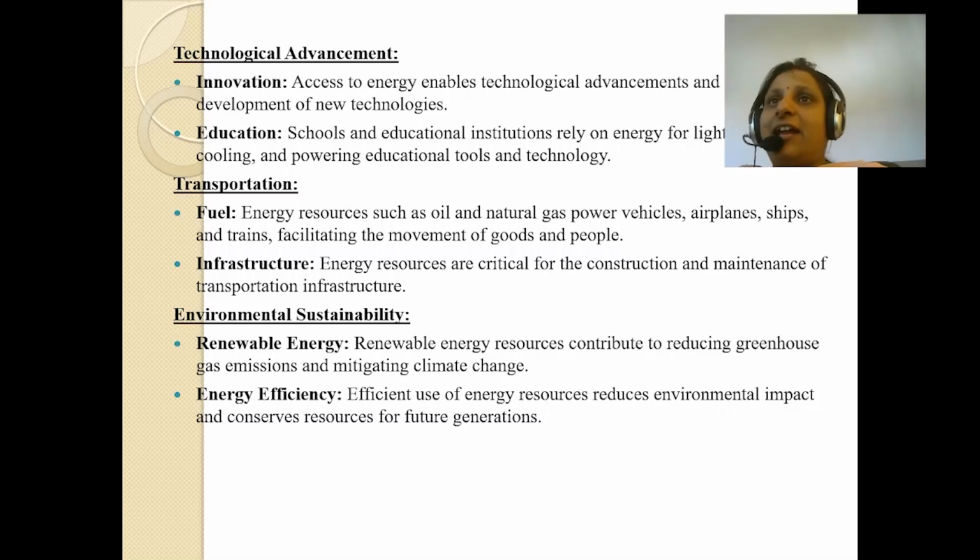For proper environmental sustainability, we also require energy resources. Renewable energy resources contribute to reducing greenhouse gas emissions and mitigating climate change. Yes, what do renewable energy resources contribute? They contribute to reducing greenhouse gas emissions and mitigating climate change. Efficient use of energy resources reduces environmental impact and conserves resources for future generations. When we have efficient use of energy resources, it reduces the environmental impact, and it conserves resources for the future generation.